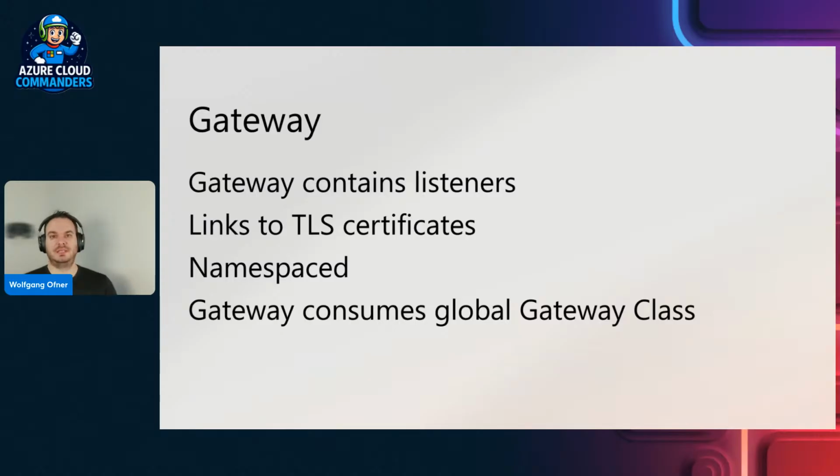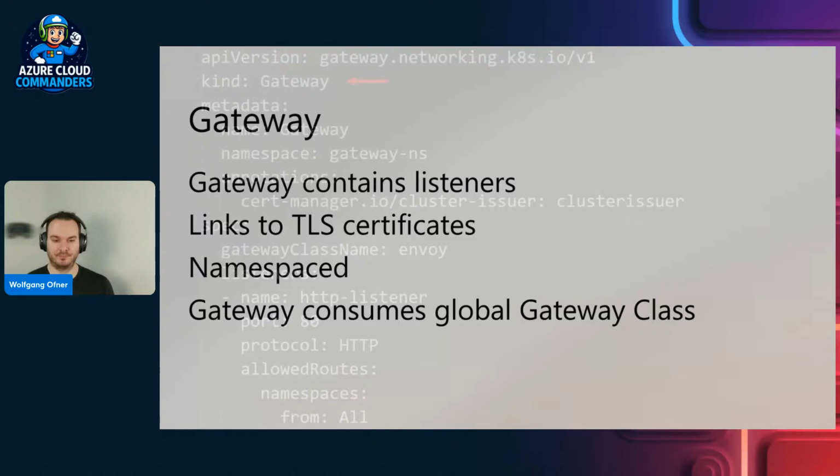As I just said, these gateways consume the gateway class, and what's important is that this gateway class is global. This means you only have to configure it once. In my example, I can configure the Envoy gateway class, and then no matter how many gateways I have, they can all reuse this gateway class.